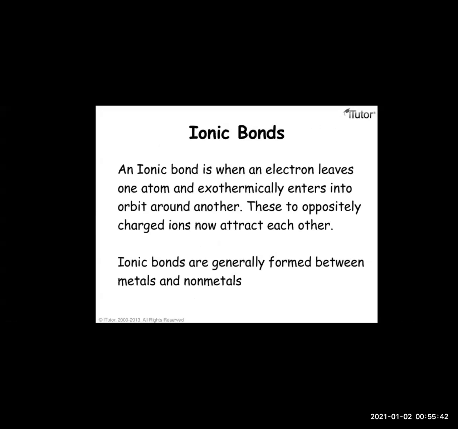In ionic bonds, one atom loses an electron, and that electron enters into another atom. Okay, so the oppositely charged ions attract each other. There is an attraction from losing the electron from one orbit, and there is an attraction of the charged ion gaining it in the other orbit. So let's make it easier.